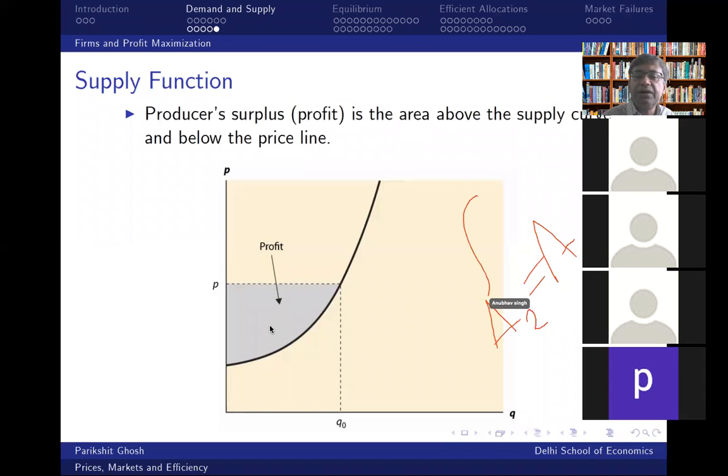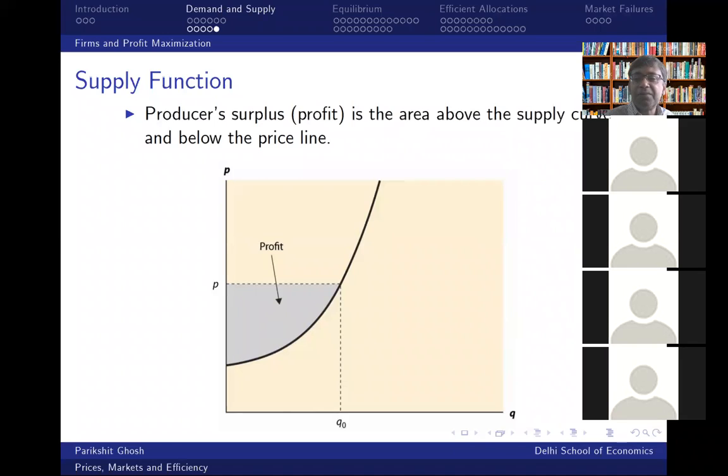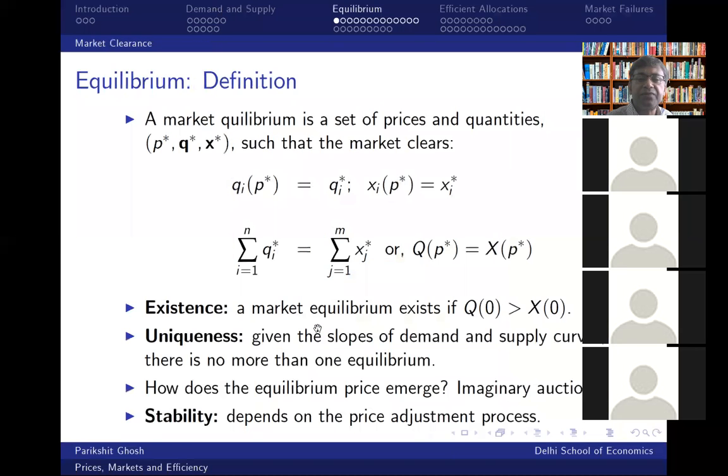Yeah. Okay. Anubhav, we are all able to see your scribbling. Let's reserve it for later. All right. Now, let me move ahead. We'll come to questions of welfare later.